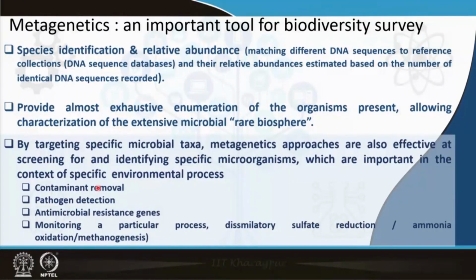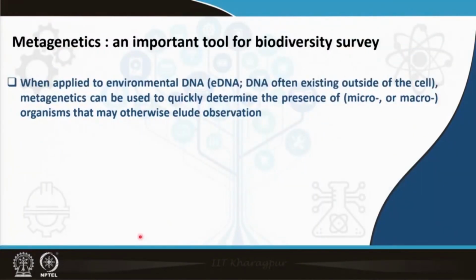Antimicrobial resistance genes. If you want to target gene-specific NGS studies, then you can amplify the antimicrobial resistance genes, and for human healthcare purposes, these are very important. And finally, for general environmental biotechnology processes, monitoring a particular process like dissimilatory sulfate reduction, ammonia oxidation, methanogenesis, and many other processes, nitrate reduction, denitrification, nitrogen fixation, which are very well known. Key enzymes are available. So you can monitor how the particular process is going on if you use such a primer in your amplification reaction.